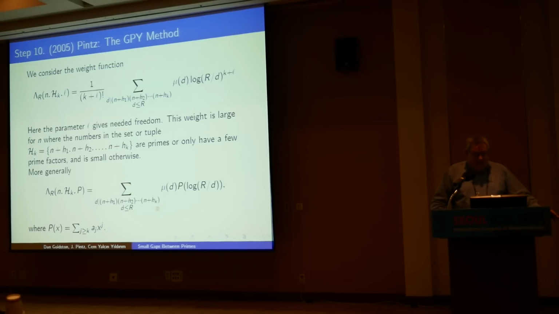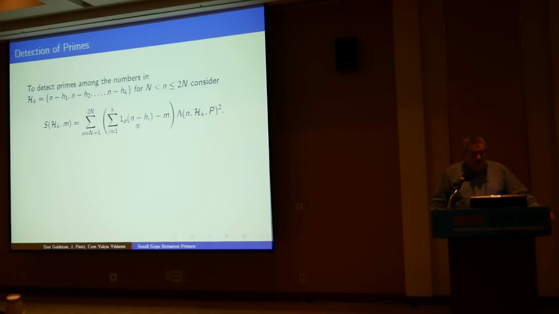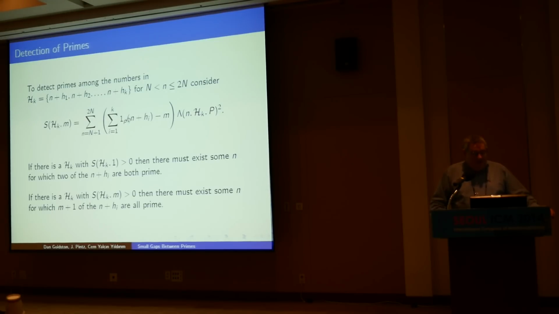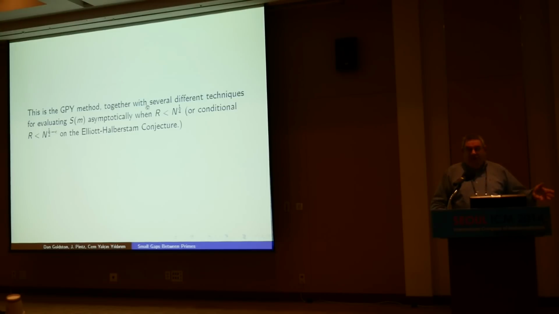You can sum over different L's, so it's equivalent to basically having a polynomial in here. So this is the GPY method now. You use these weights, as I've described here. The detection is just about like the last one. You count the primes in the tuple minus the number that you're hoping to get. And then you put in the weight here, and you hope that this thing will be positive. If it is positive, then this sum has to have more than m terms occasionally, or else this factor would always be negative. That's the detection. And then the GPY method is that weight, that detection method, and basically asymptotic methods for evaluating those sums.